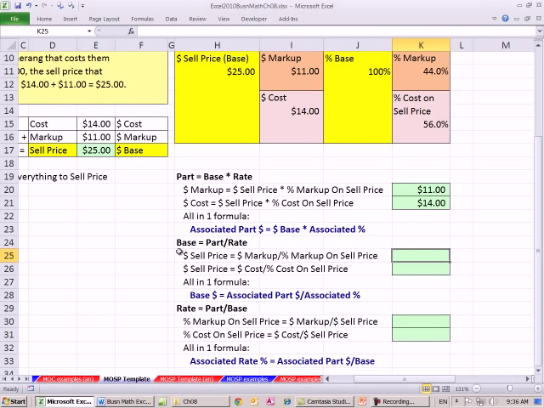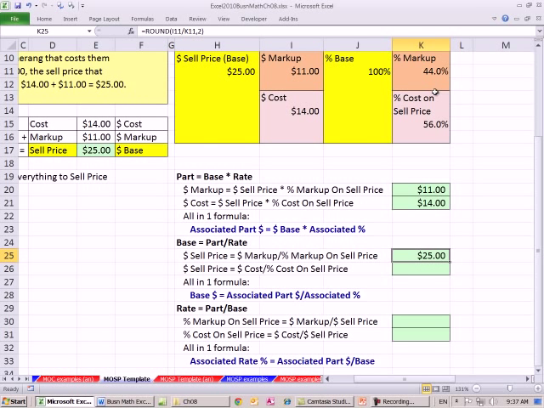All right, so now the second formula we studied in Chapter 3 was base equals part divided by rate. And we talked a bunch about this in last video, right? It's all about these two or these two. Associated part divided by associated rate will always give you the base. So let's try it. We'll calculate sell price. And first, we'll use the markup in dollars, right? Equals round associated part divided by the associated rate. How are they associated? Because they have the same color and the same size in this little diagram, comma 2.